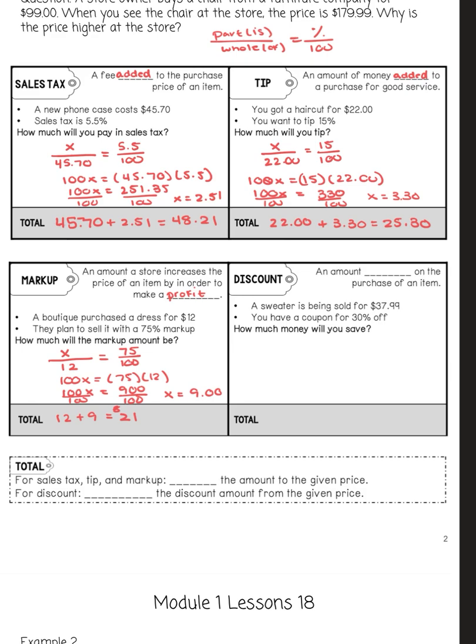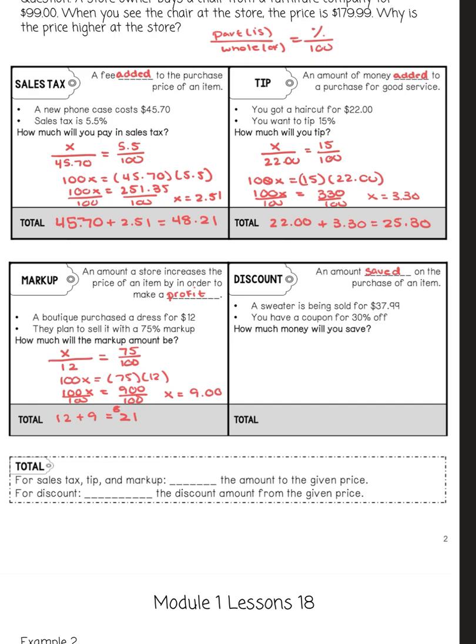All right. And discount. Discount is an amount saved on a purchase of an item. So you go to the discount section, or you get 10% off of a certain amount. That is how much you're going to save. So still the same thing. We have a sweater being sold for $37.99. You have a coupon for 30% off. How much money will you save? All right, in this problem, it is a discount.